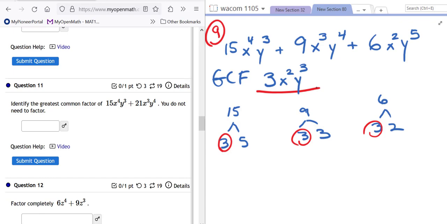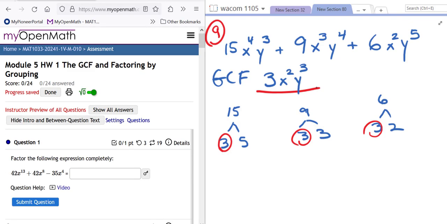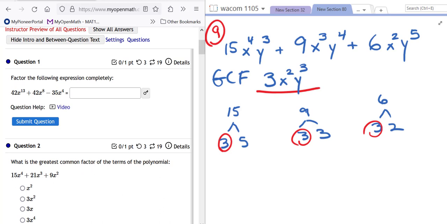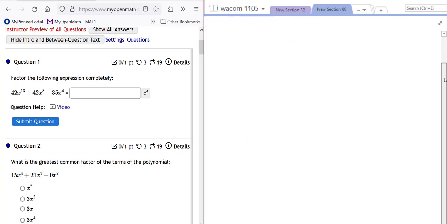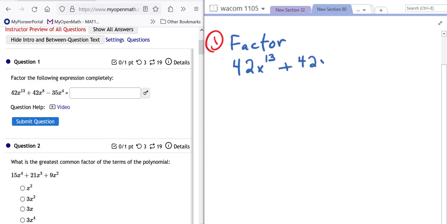Okay, so let's go back to the top, and we'll actually factor some problems now. So to factor means to write as a product. It has to say the word factor, otherwise you don't know what to do. There's not a symbol that means to factor. All right, so this means to write as a product.